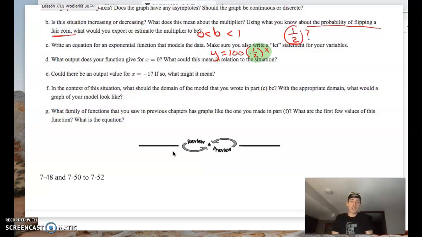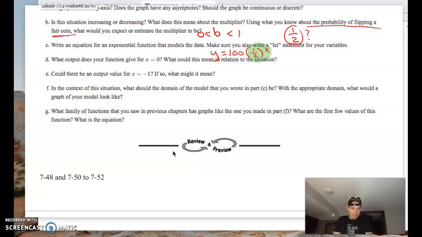In the context of this situation, what could the domain of the model you wrote in part C be with the appropriate domain? What would a graph of your model look like? Well, as we discussed, this is discrete, so my domain is going to be all of the integers, and the graph is going to be those dots that represent those discrete values, okay?